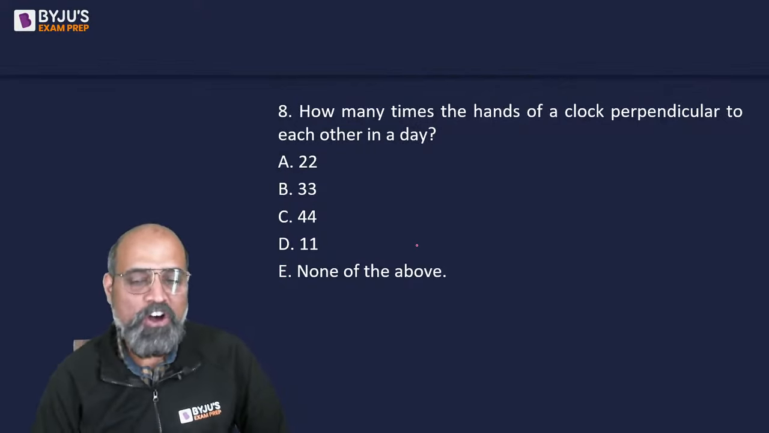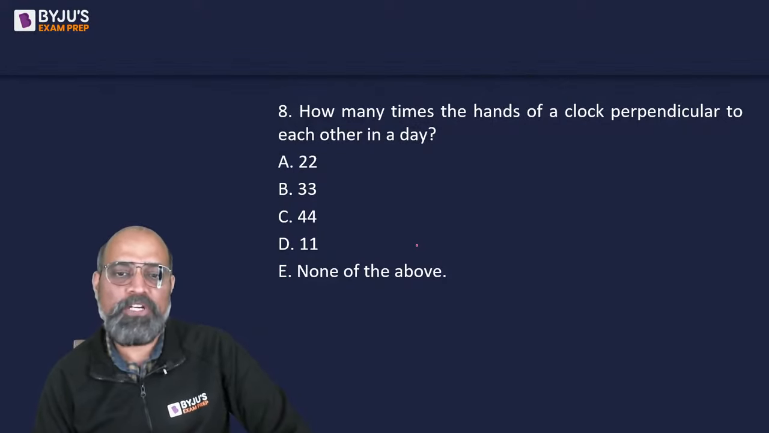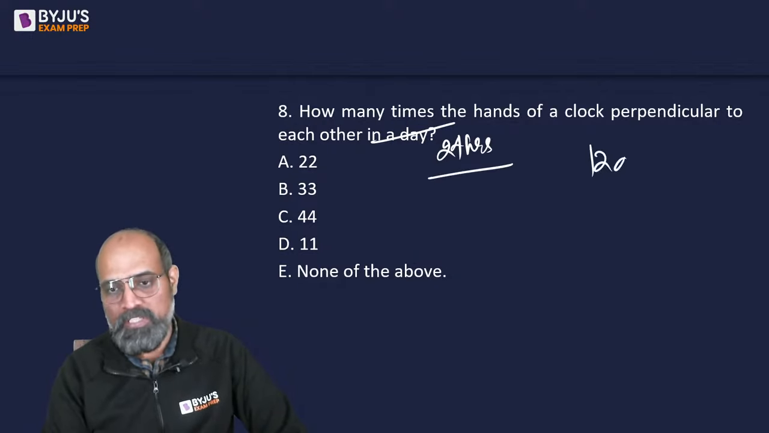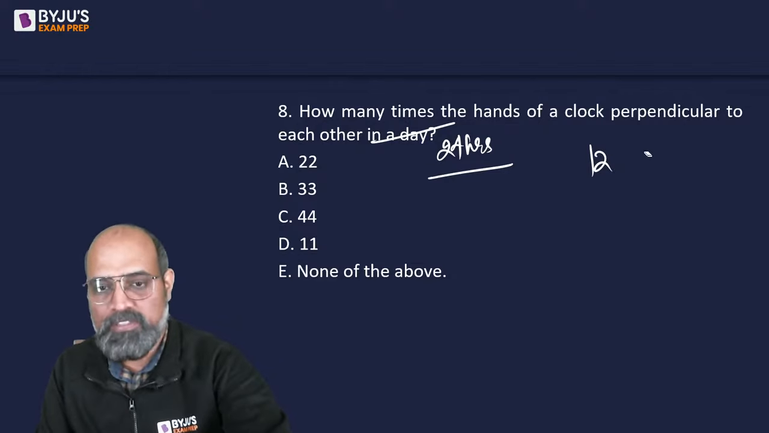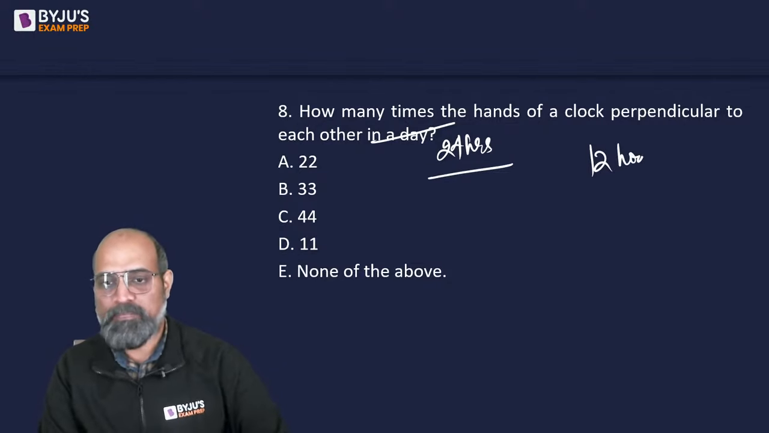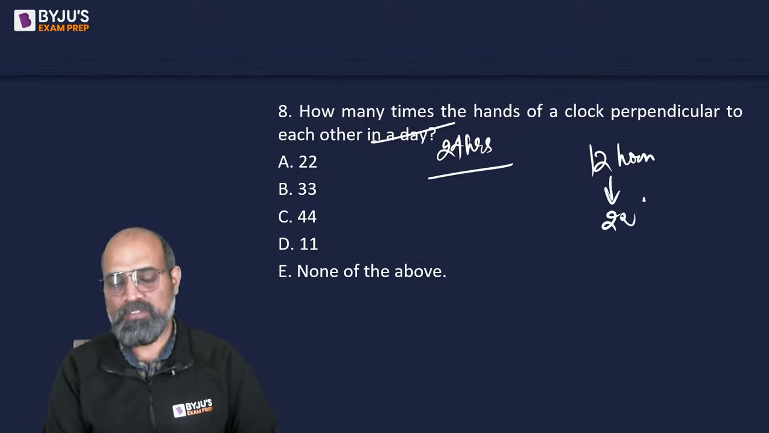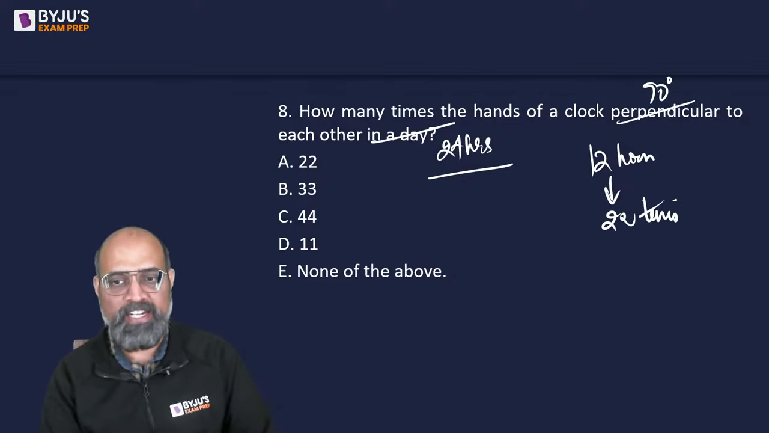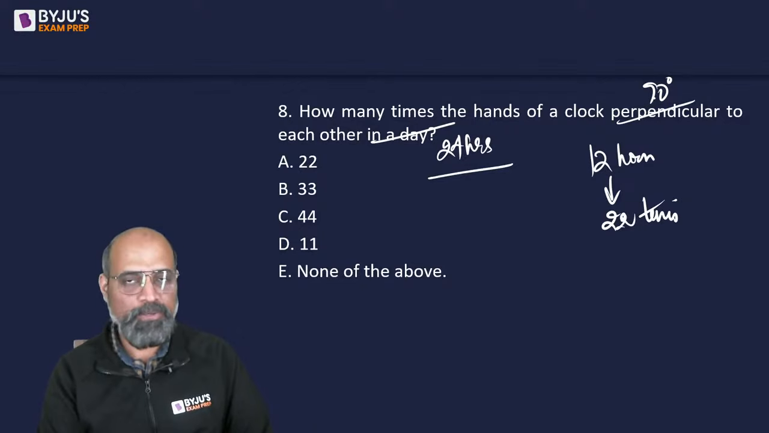Next one, how many times the hands of a clock are perpendicular to each other in a day? In a day means in 24 hours, how many times are they perpendicular? We know that every 12 hours, they are perpendicular 22 times. Perpendicular means 90 degrees. Since this is not 0 or 180, so 90 over.